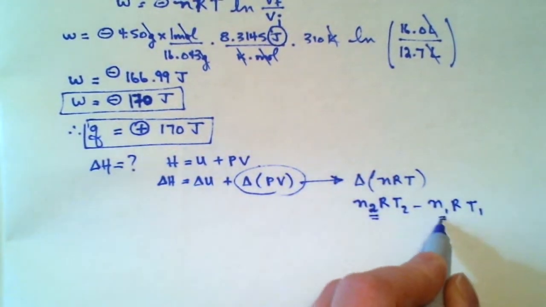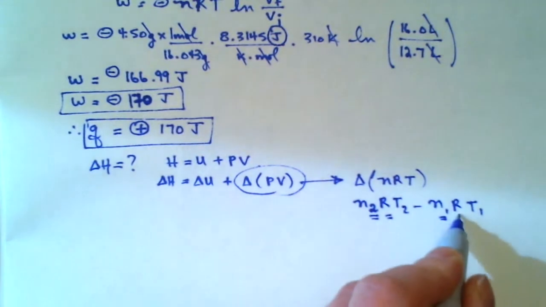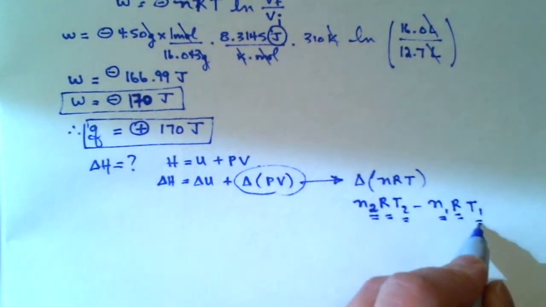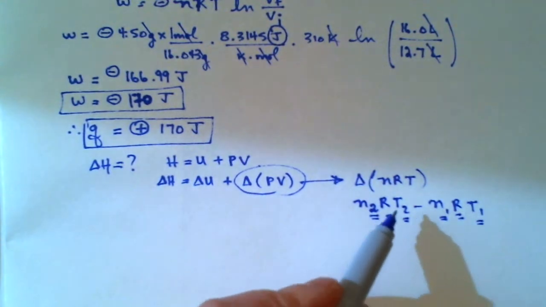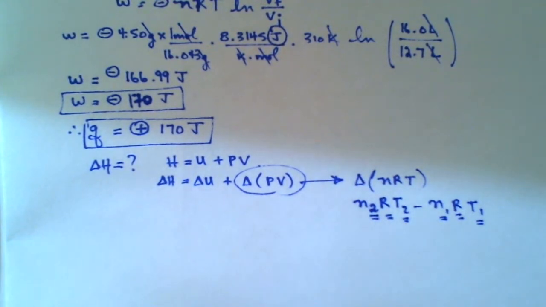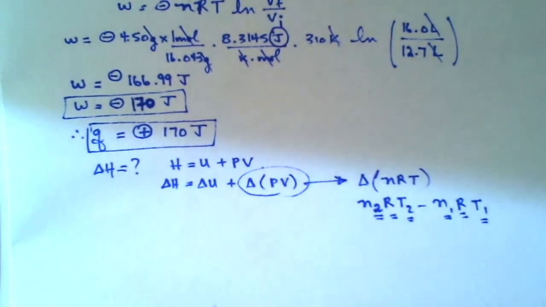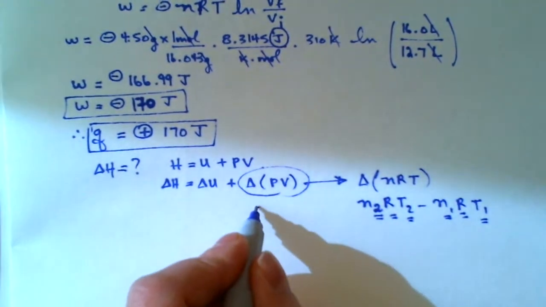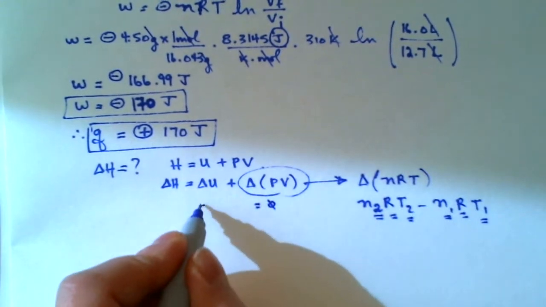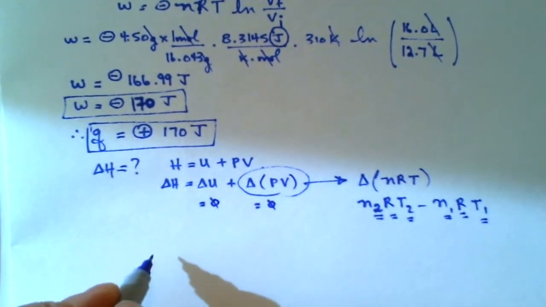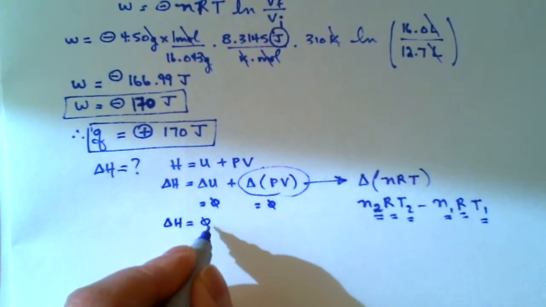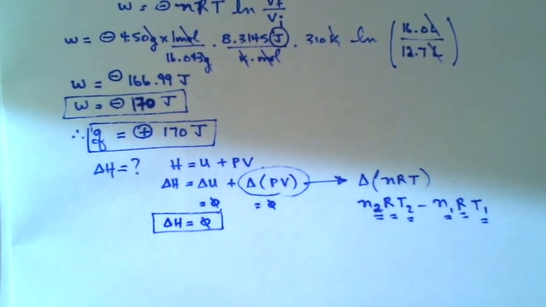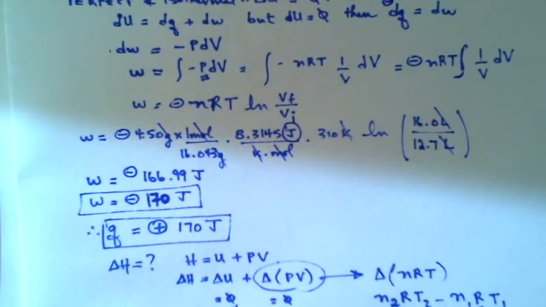But N2 and N1 are the same, R is constant, and this is also the same. So there's nothing left, everything pulls out of the brackets, and there's no changing parameter left at all. And so this is actually equal to 0. This we already established earlier is 0, and delta H therefore is also equal to 0. So there's no enthalpy change on this.